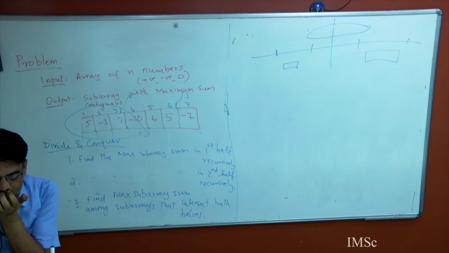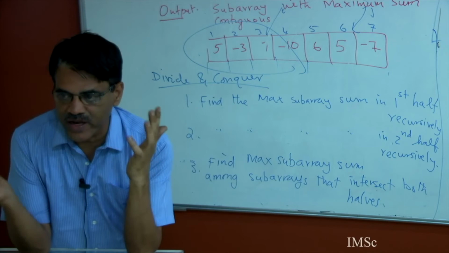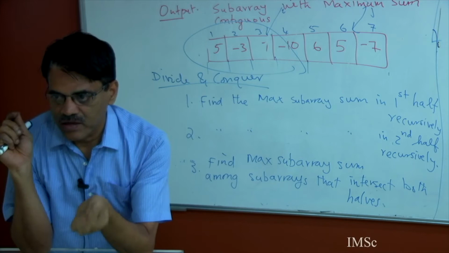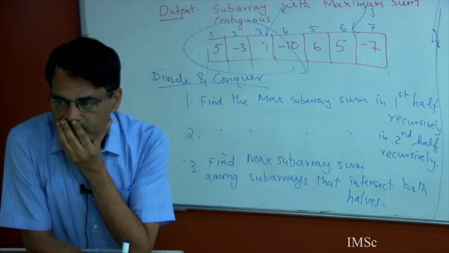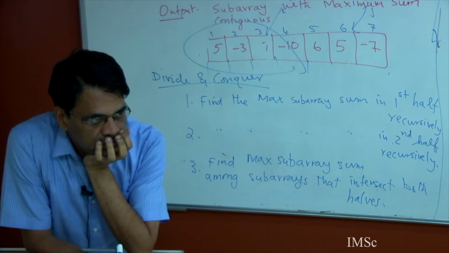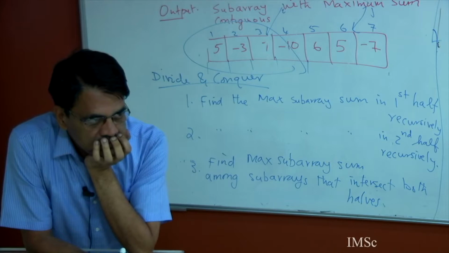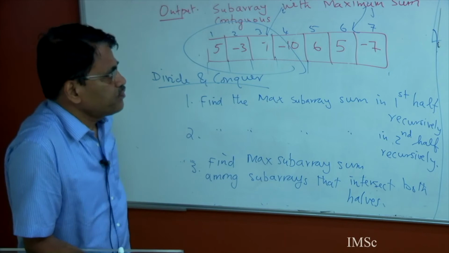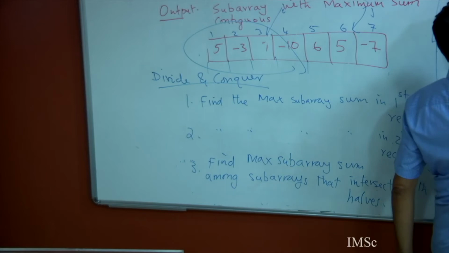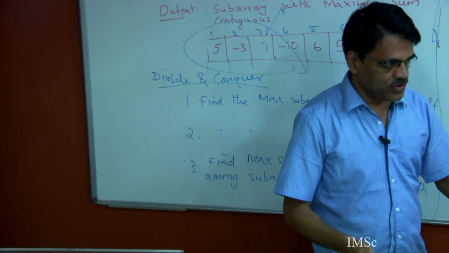So is the question clear? Among all the subarrays that start from the left and end at the right, I want to be able to find the max sum. One thing we know is that it should definitely contain this mid element. Any such segment which you are looking at should contain this mid element.